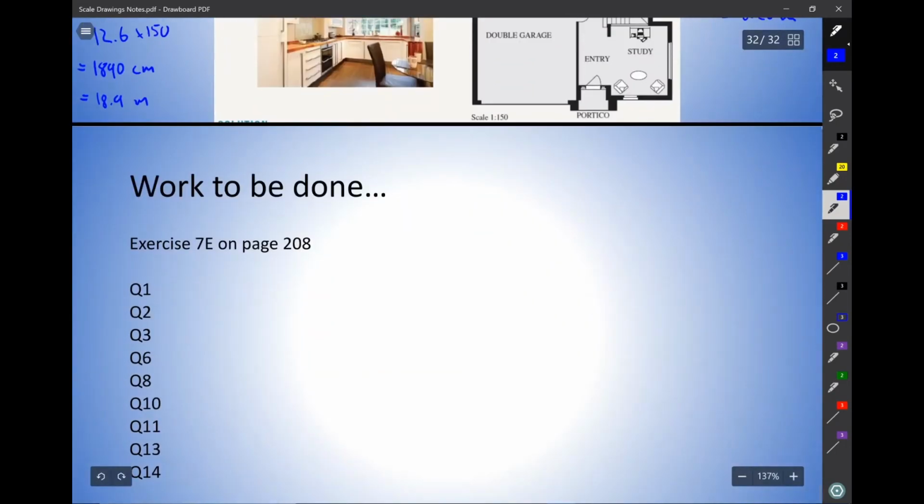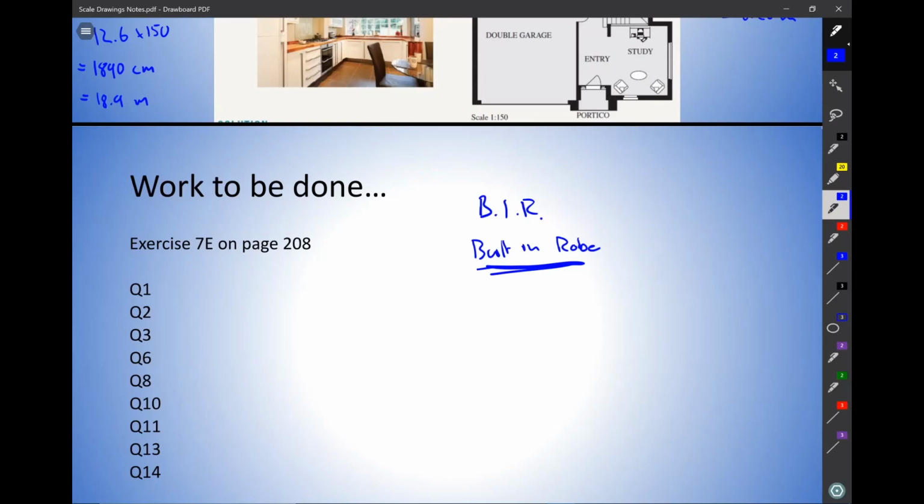For example, I think one of the parts of one of these questions asks you what BIR is. I'm going to tell you right now, that is built-in robe or built-in wardrobe. I think that was the only question I saw where there was an abbreviation that you probably wouldn't know off the top of your head. But if you get anything else like that, just stick your hand up and I'll be happy to help you. Thanks, guys.